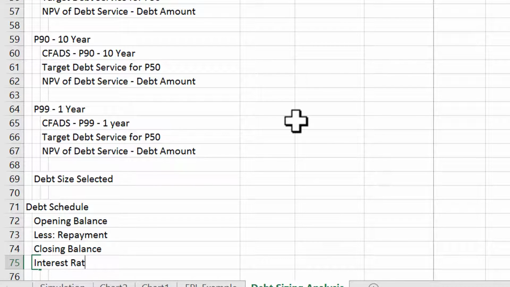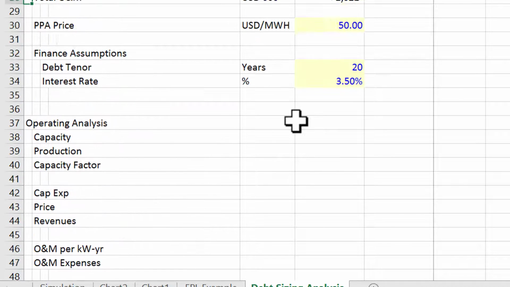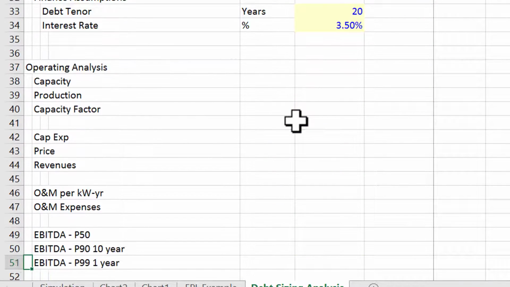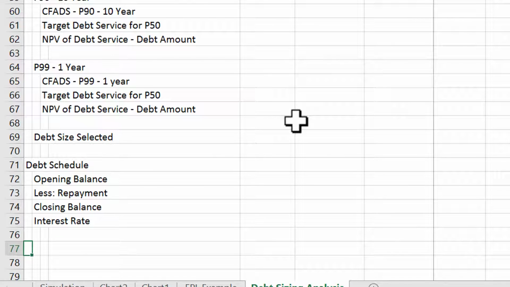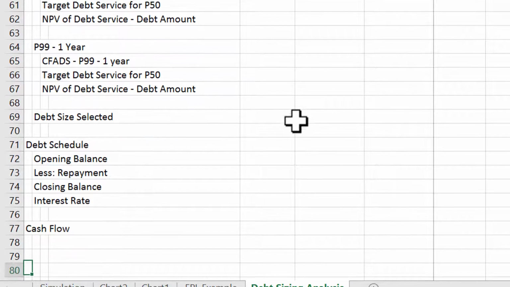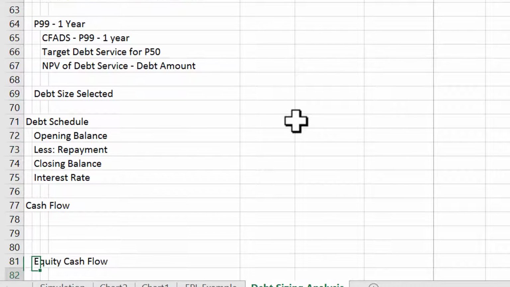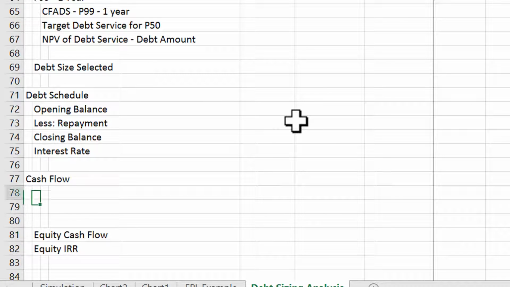Now, if we want to really do an analysis here, we'll put a cash flow. What we will eventually do is take a P50, P90 cash flow. So now we'll put our cash flow, and eventually we'll get our equity cash flow and our equity IRR. But that will be a different scenario. The debt schedule is given by the minimum.